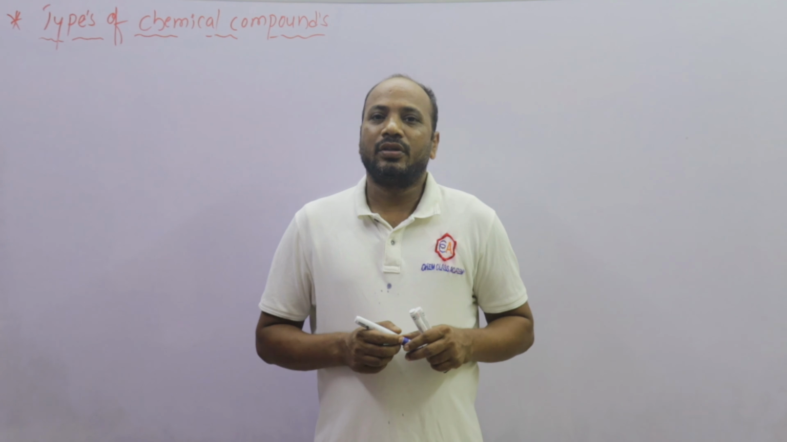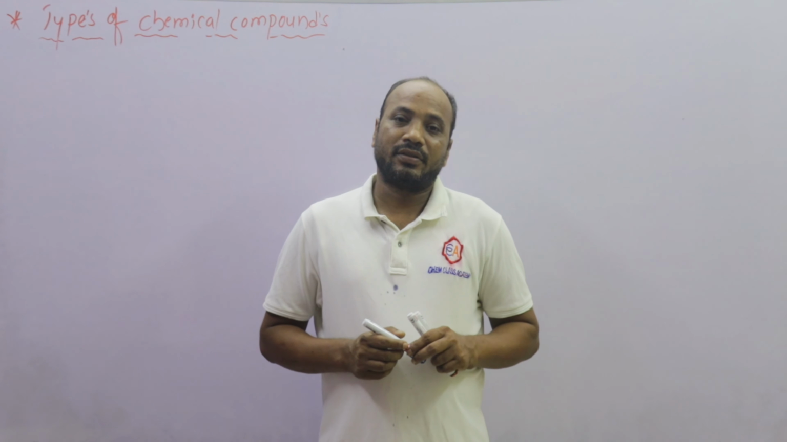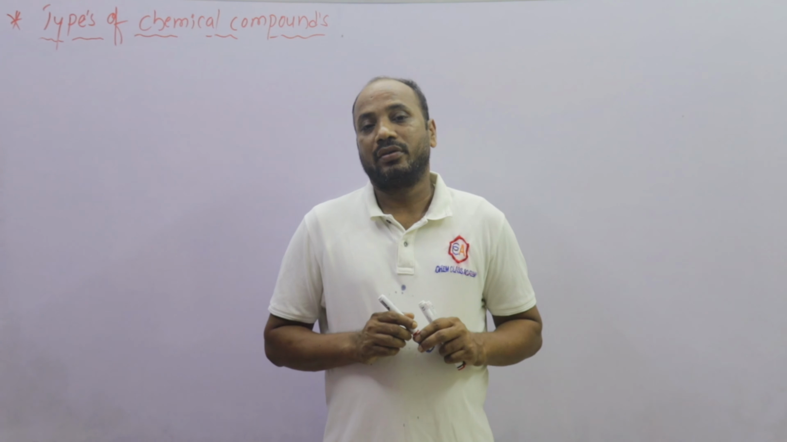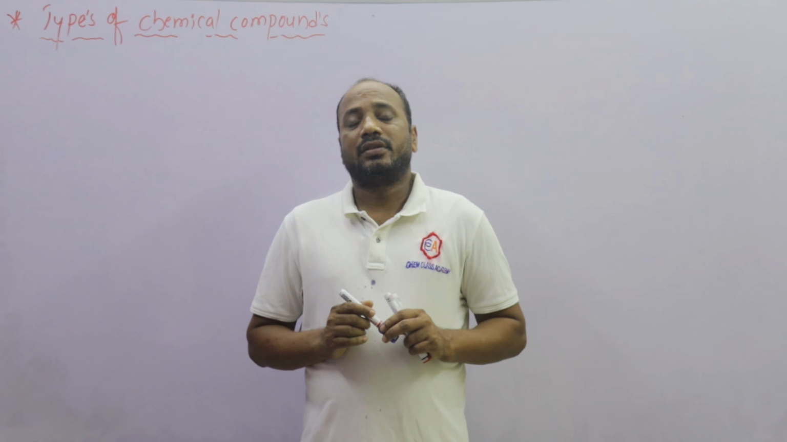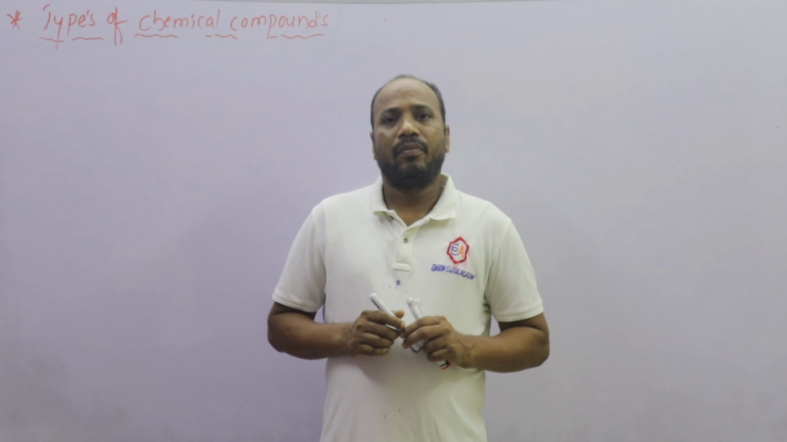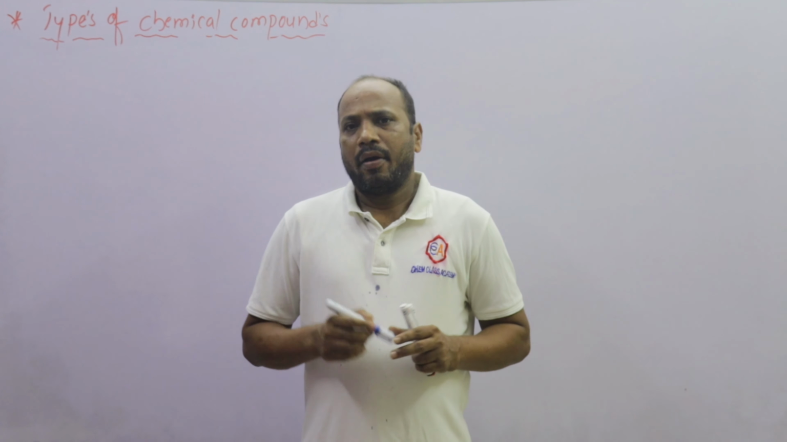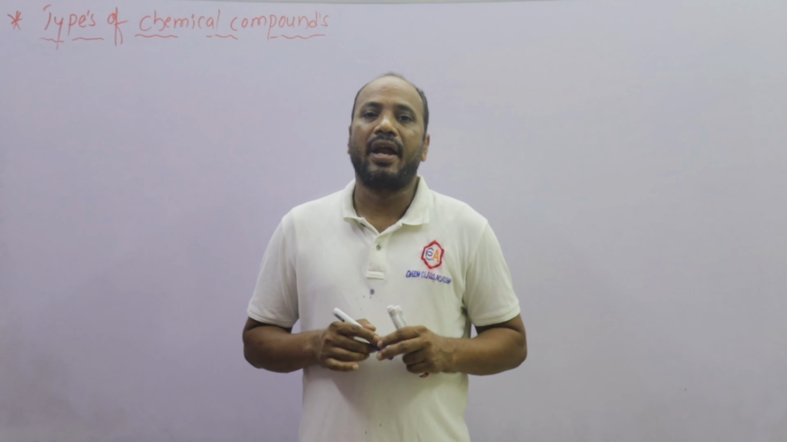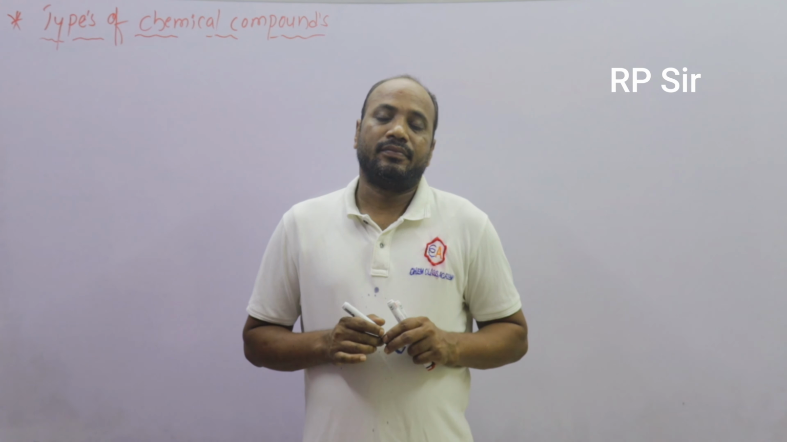Today I am going to discuss types of chemical compounds. First, you see compounds. The compound is extracted from matter. So you know about matter. Matter is anything in this universe that has some mass and occupies space.